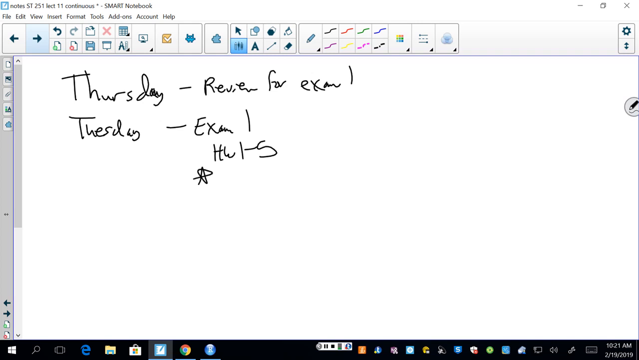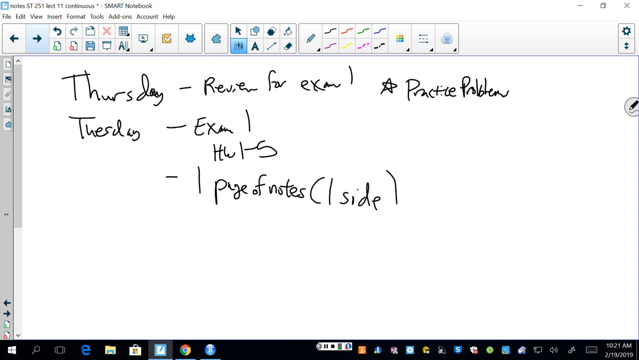I'll post some practice problems that we'll look at. For the exam, you can have 1 page of notes, just one side of a piece of paper. You write down formulas for distributions, numerical examples, whatever you want, verbal explanations of different things, but a lot of it will be formulas or examples. Calculator.